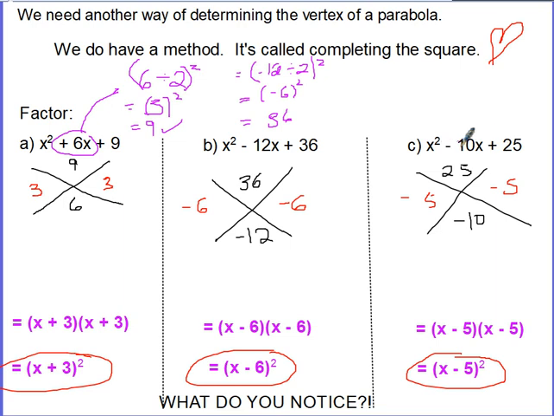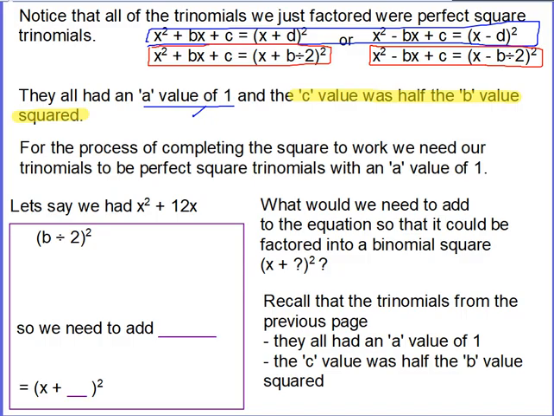So let's look at this one, negative 10. We can do negative 10 divided by 2 is negative 5. Negative 5 squared is positive 25. So that's kind of how you understand where and when a perfect square trinomial can come about. So just for today, when we're completing the square, we need our trinomials to be perfect square trinomials and the a value to be set to 1, okay, in order for us to be able to complete the square.